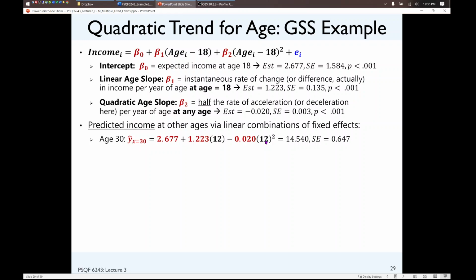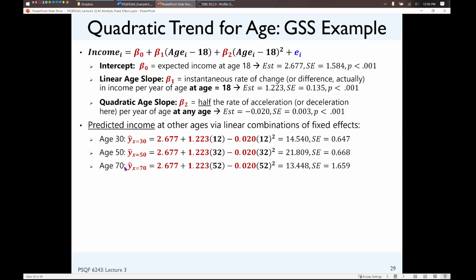And the end result, once you do the math, and by do the math, I mean make the software do the math, is a predicted income of $14,540 with this standard error. I can do the same thing for a 50-year-old, in which case I would plug in 32 as the number of years past 18, and their income is expected to be $21,000, so we're moving up quite quickly.